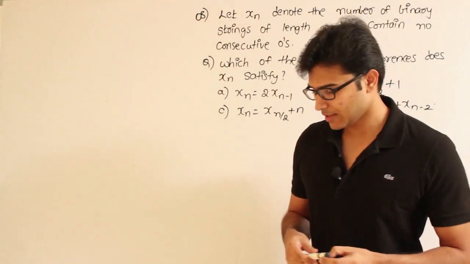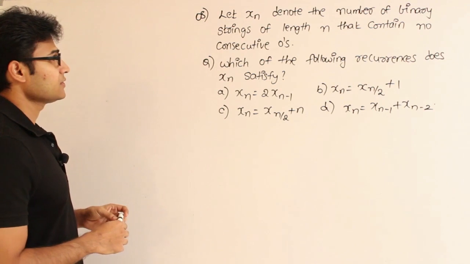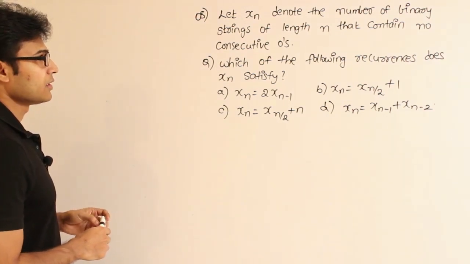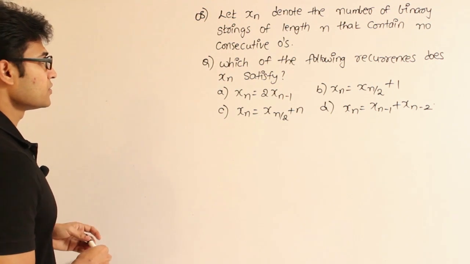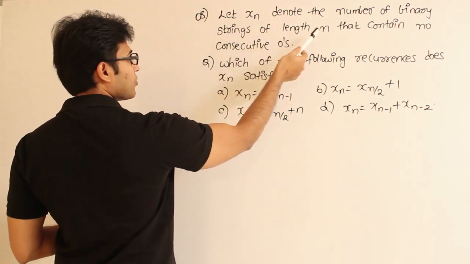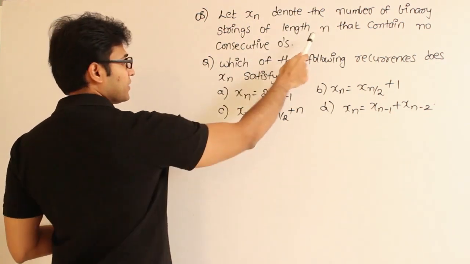See, this question was asked in GATE 2008. Let me read the question. Let xn denote the number of binary strings of length n that contain no consecutive zeros. So what does it mean? Xn is representing the number of binary strings. So the question is about binary strings of length n.